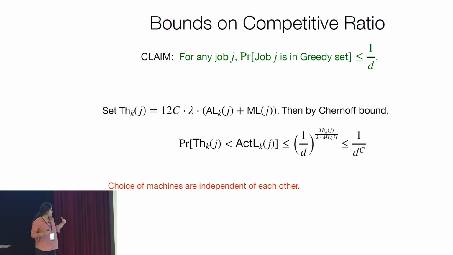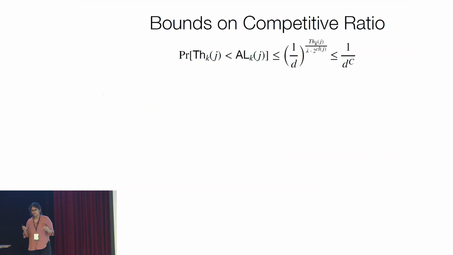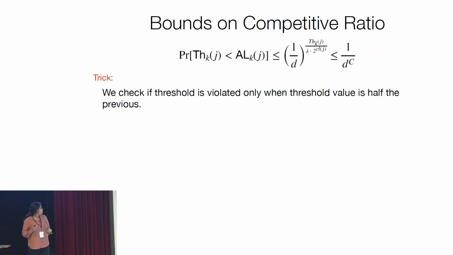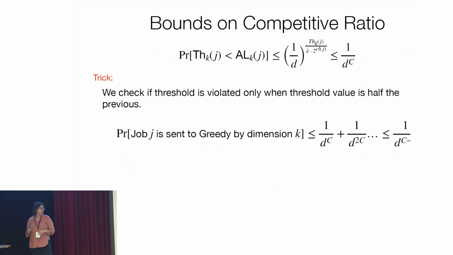So yeah, this is true only because these choices of machines are independent. As I said earlier, we're going to reassign jobs to greedy only if this threshold is violated by more than half. Because of this, whatever initial probability I end up with, even if I union bound over all these possible choices, I'm always going to be at most 1 by d raised to c minus 1. Is this clear?